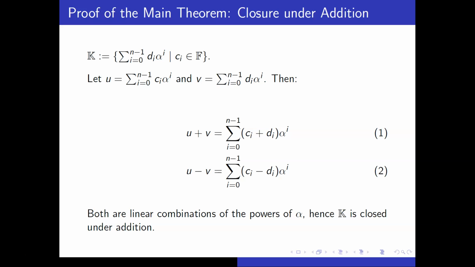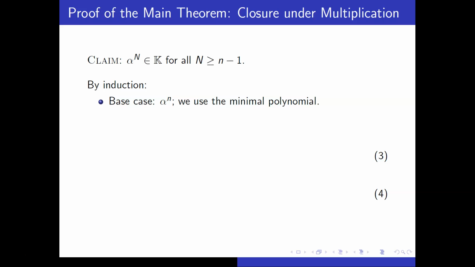Now, closure under multiplication is going to require a little bit more work. All right, so the base claim that we need to establish is that if I take some power of alpha which is larger than n minus 1, it still belongs to K. This means I have to be able to write alpha to some power as a linear combination of 1, alpha, alpha squared up through alpha to the n minus 1.